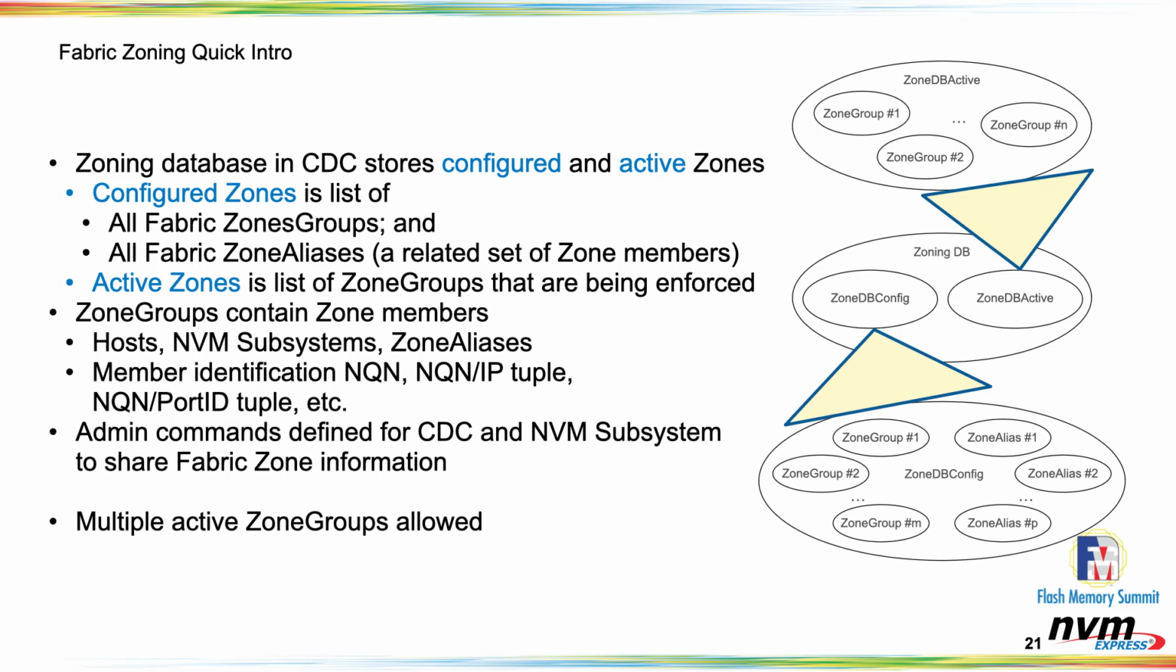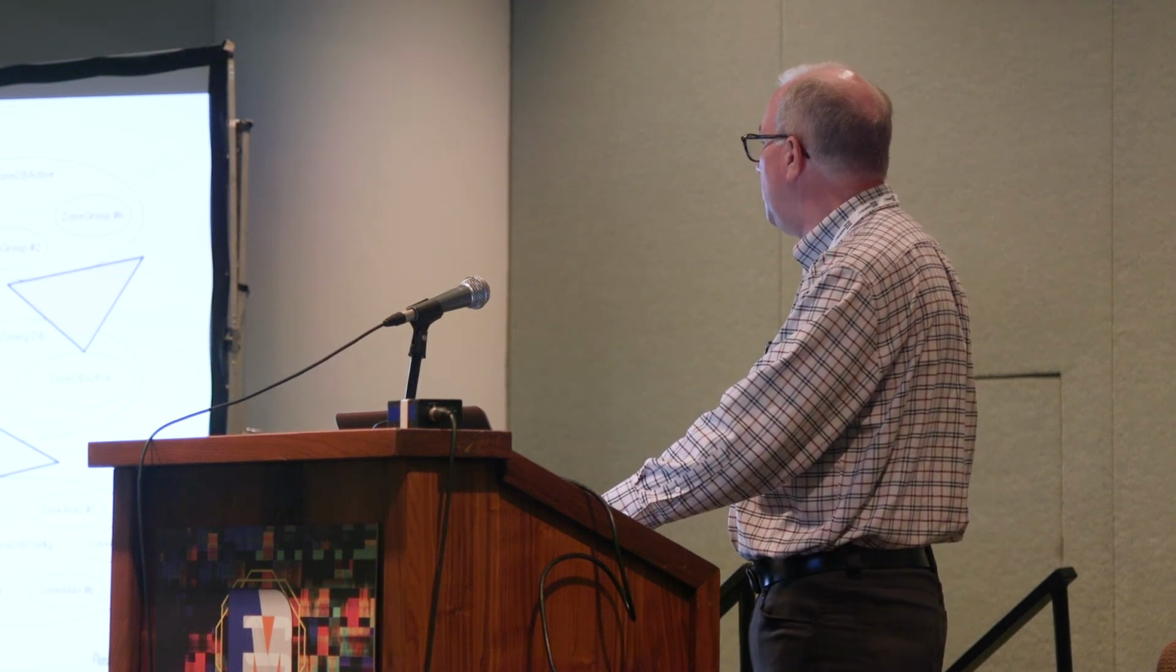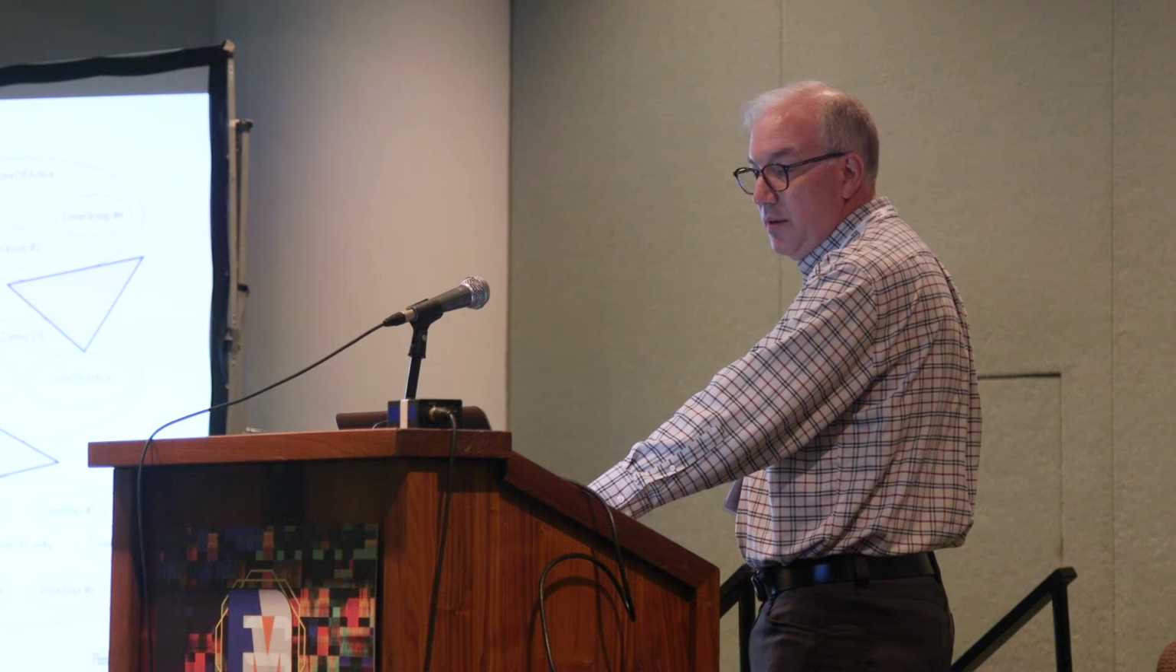And dropping down into what those zone groups are, they're the zone members. That can be hosts, NVM subsystems, zone aliases, and you can identify them by all kinds of different methods: NQNs, NQNs with IP addresses, NQNs with IP addresses and port IDs, and all of those are implementing models that we have customers using today. So it looks like there's a lot of different options there. There are a lot of different options, but that's to meet real customer use cases that are served by existing Fibre Channel systems.